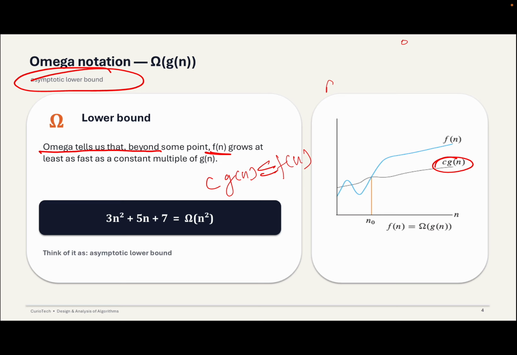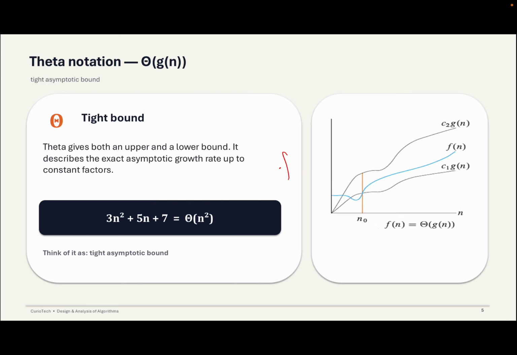So, it means Fn grows at least as fast as Gn asymptotically. Alright. So, here in this example we say that it takes omega of n square, because the n square term guarantees that the function grows at least quadratically. Alright. Next is theta notation.